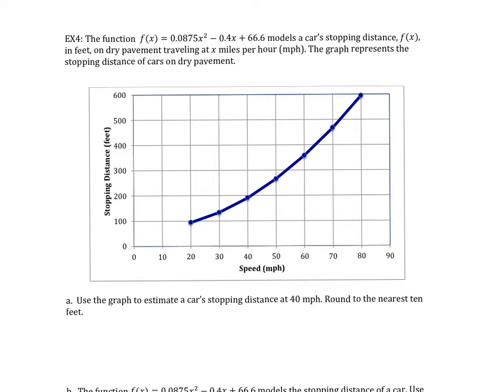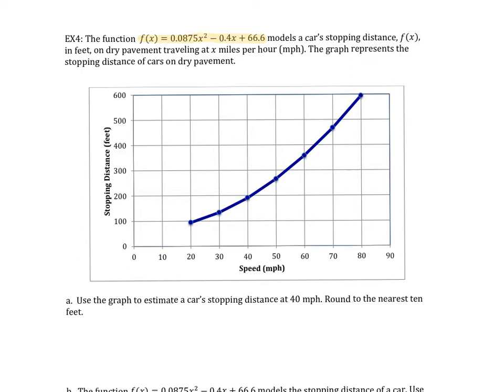So now we're going to use the function notation instead of an equation, like we did in our toll bridge example. Example 4, we have this function. We're given f of x is equal to 0.0875x squared minus 0.4x plus 66.6. This is the function we're given.